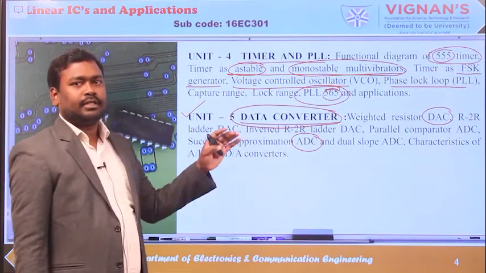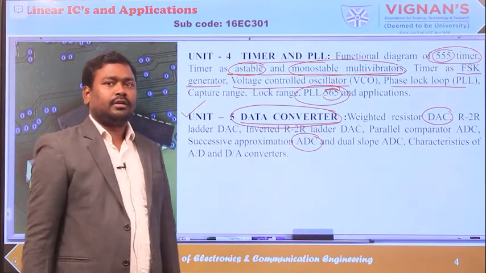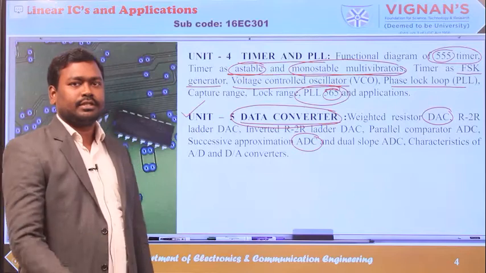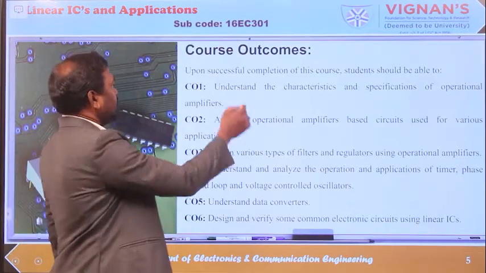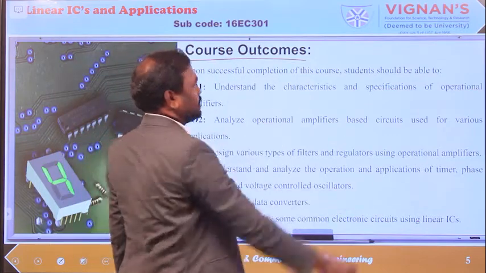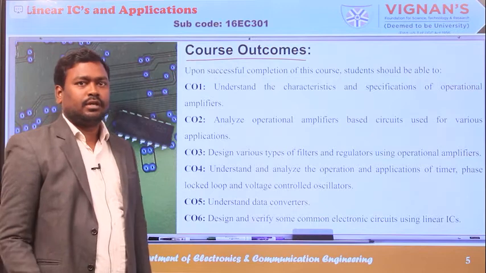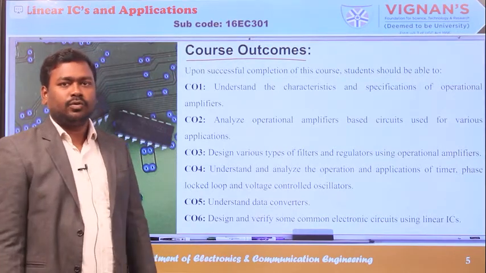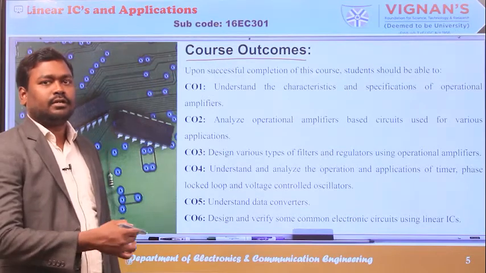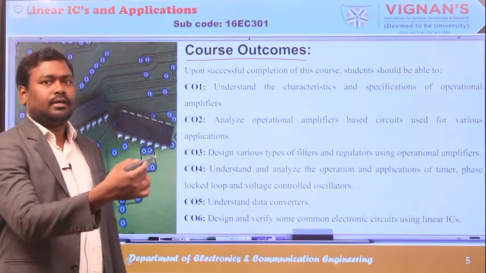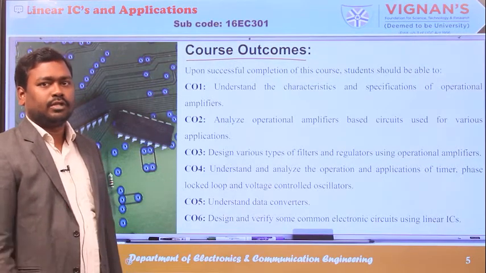Okay, so like this, the 5 units are arranged to design an electronic system by using integrated circuits. The next one, the course outcomes. After successful completion of the course, the students are able to make the things, those are called the course outcomes.